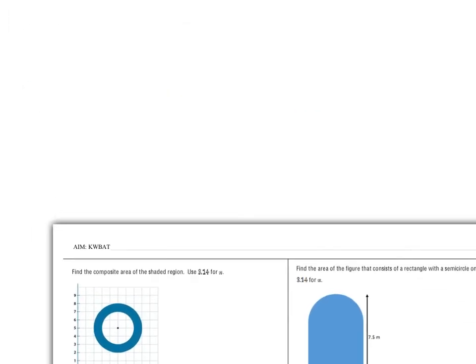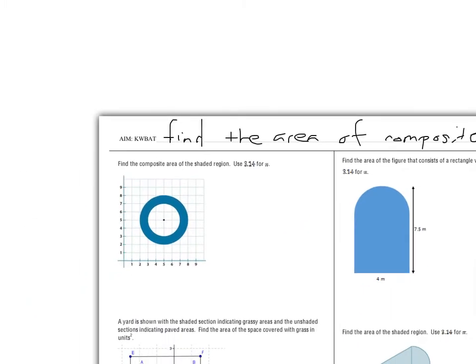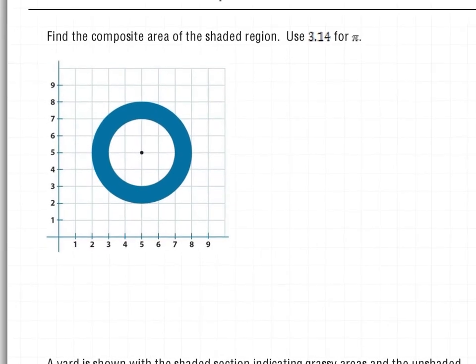Today's aim, Kipsters will be able to find the area of composite figures. Find the area of composite figures. So when we talk about composite figures, we're talking about figures that are made up of more than one shape or may have a larger shape where something has been taken out of it. So for example, let's start with our first composite shape.